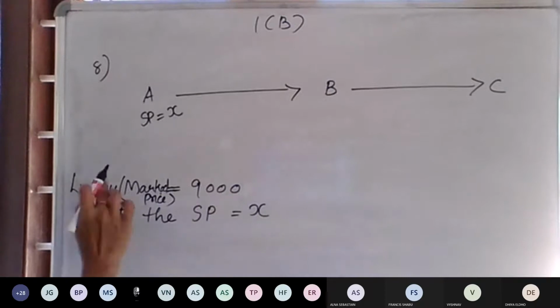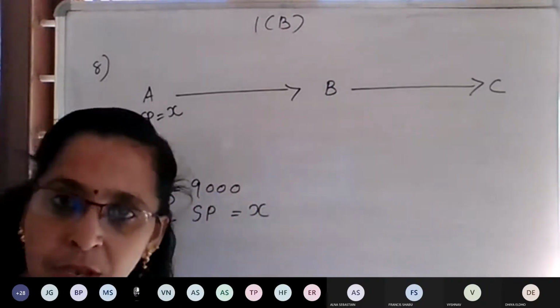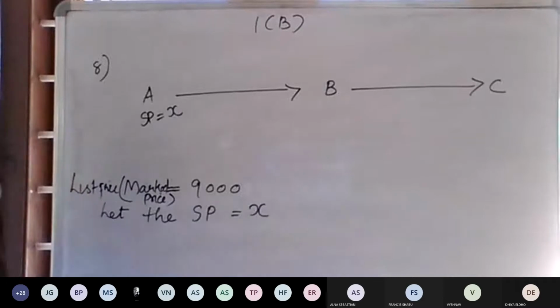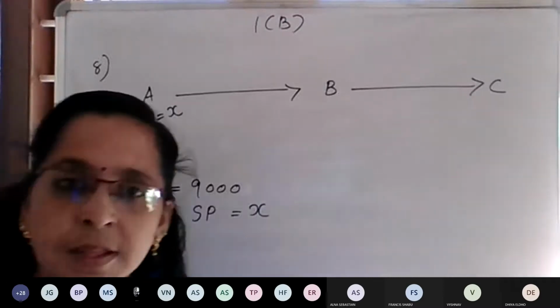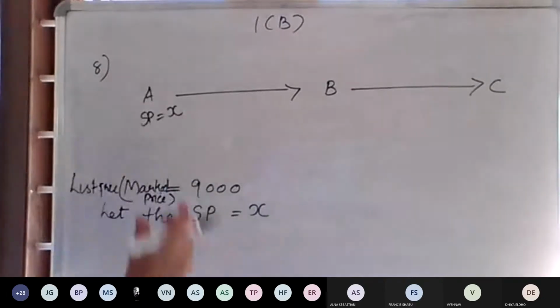List price or the marked price is rupees 9,000, which he sells to dealer B at some lower price. So what is the meaning of that? He is not selling at this same price to B. He is giving it after reducing some amount. But he does not say how much. Got the difference between marked price and the selling price?